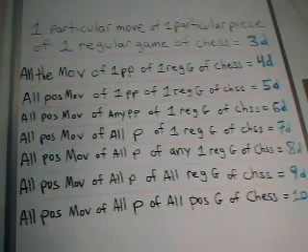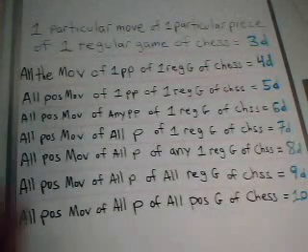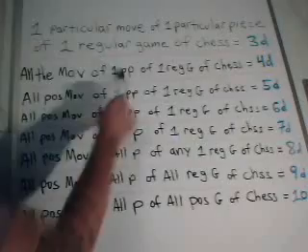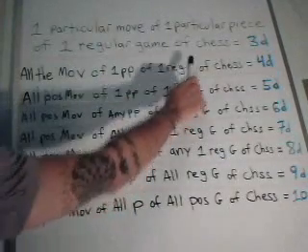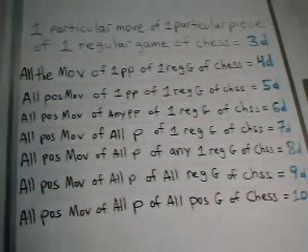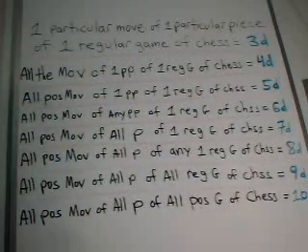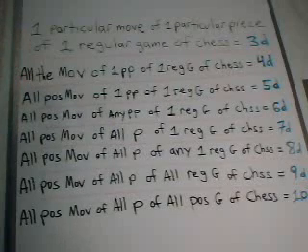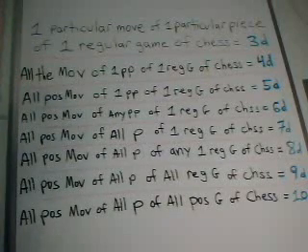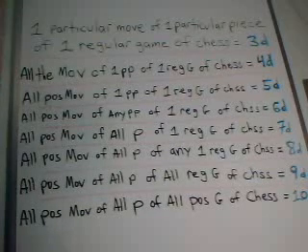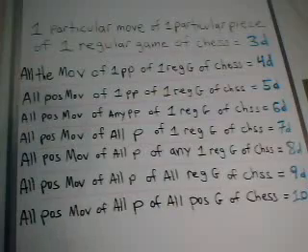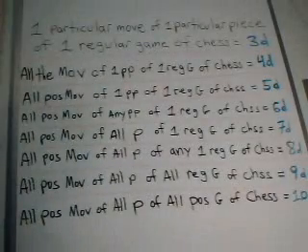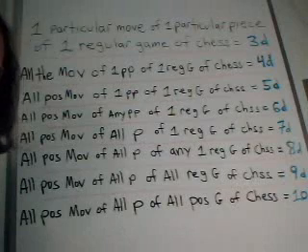In how we're going to represent this, I just want to show you, MOV is move, PP is particular piece, 1 REG G is 1 regular game, and POS is possible. So in 3D, with some amount of 4D ability, we can move a piece on the chess game. When we move one particular move of one particular piece, let's say the pawn, of one regular game of chess, that equals 3D.